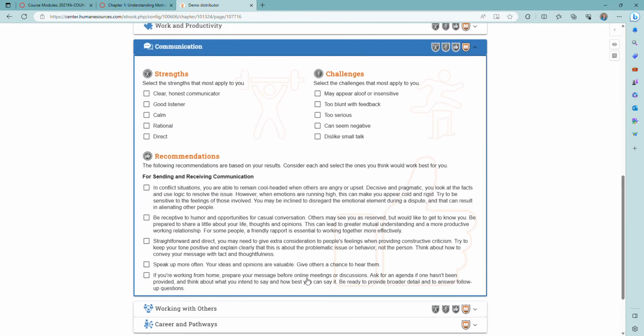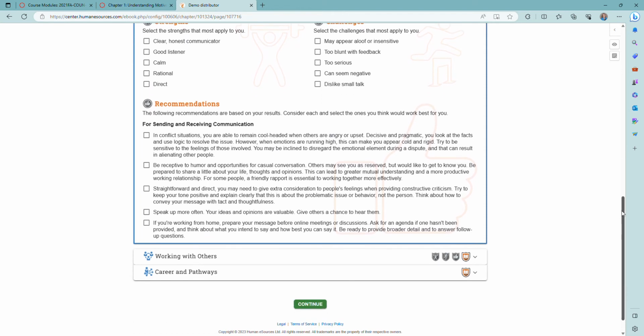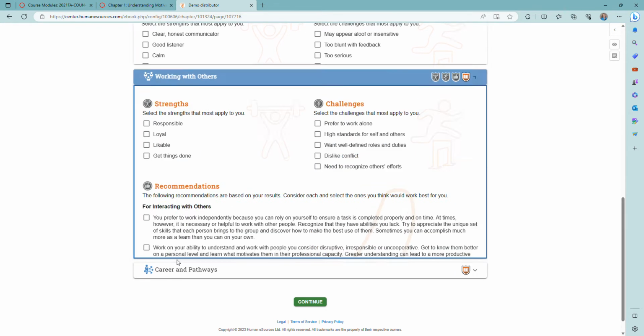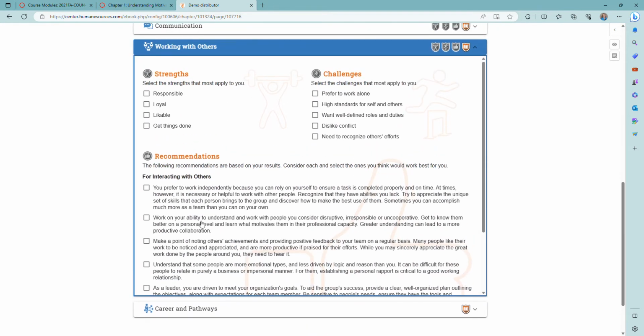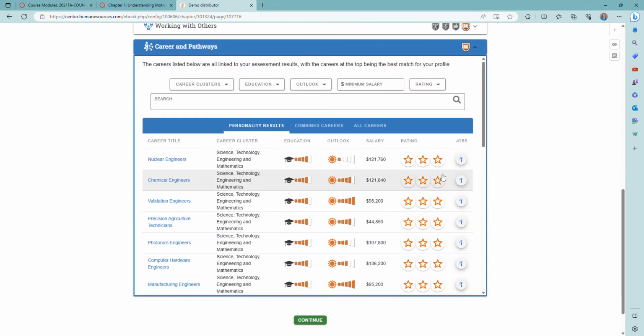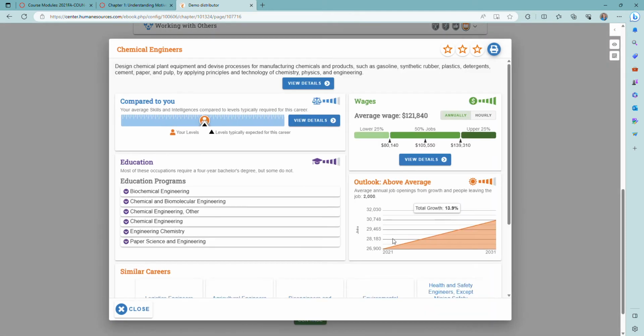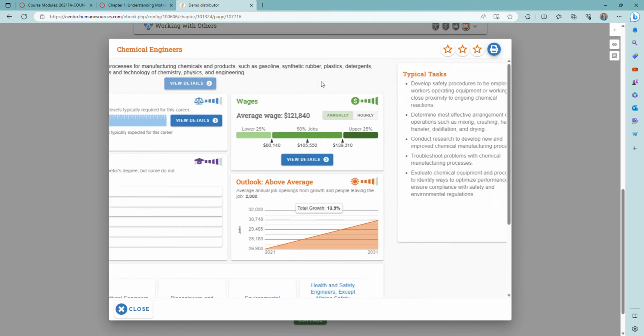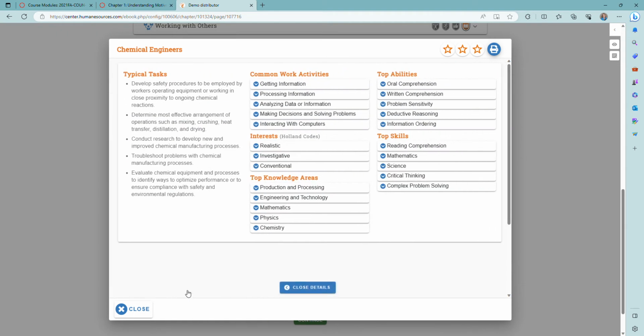How does my personality type affect my communication with other people? Again, strengths, challenges, and working to improve. Working with others, what are my strengths in working with others, challenges and recommendations? Here's my favorite part. What careers are matched with my personal strengths? For example, chemical engineering. So what is chemical engineering? Here's some information about this.